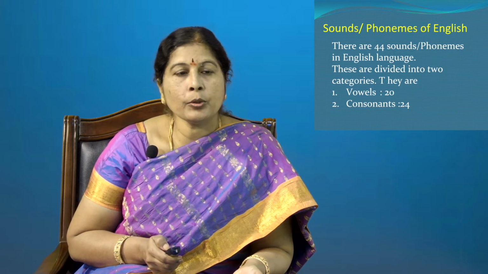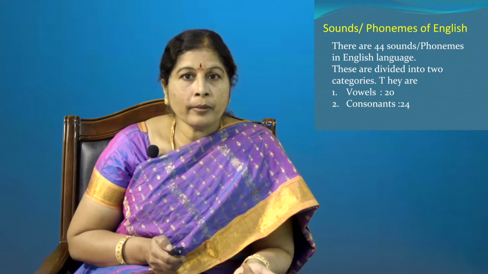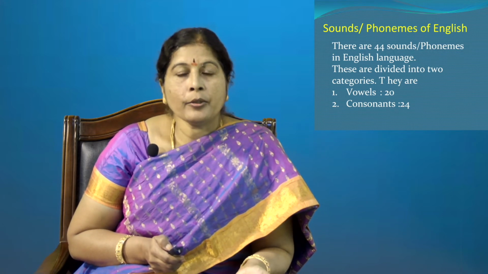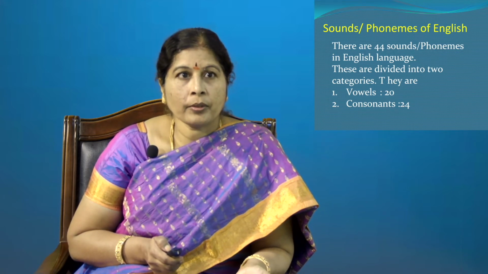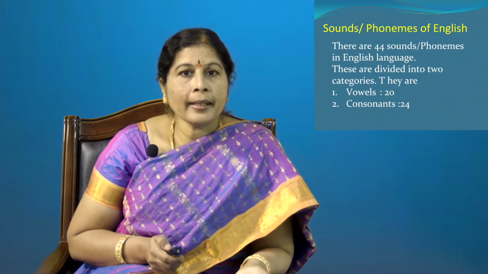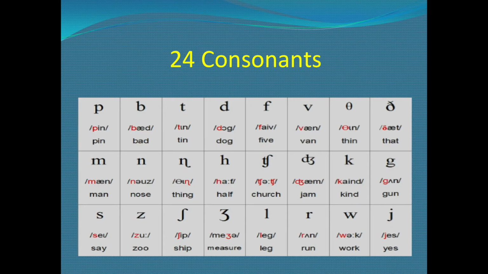These are divided into 2 categories. They are vowels and consonants. How many vowels do we have? We have 20 vowel sounds and 24 consonant sounds. So these are the consonants. You will be learning about these consonants in the next lesson. You can look at the picture of consonants.